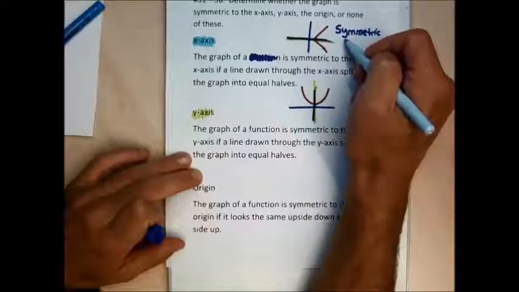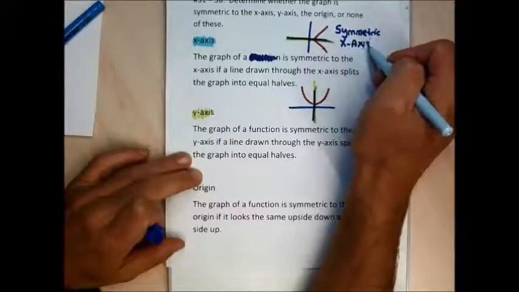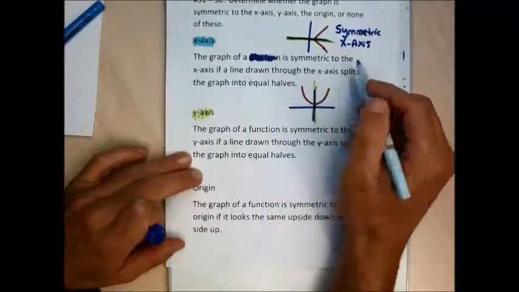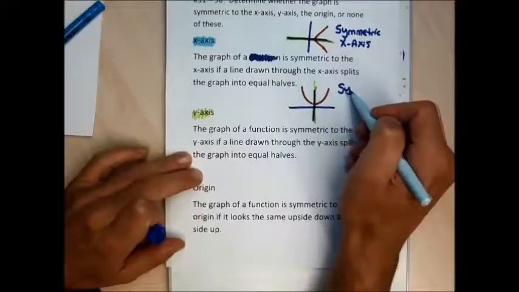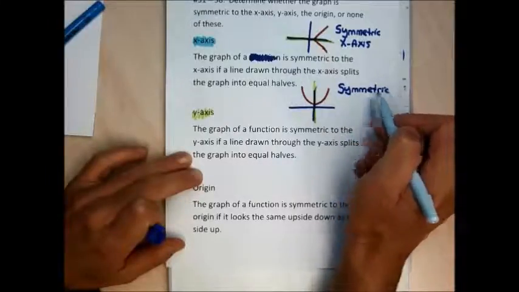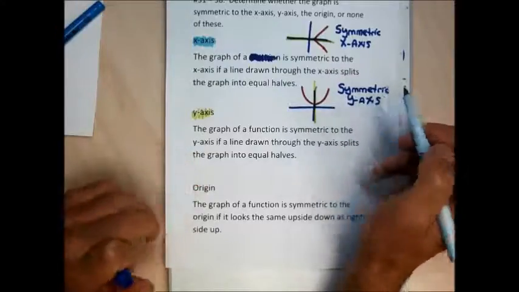So just in case it's not clear, the first graph that I drew is symmetric to the x-axis because there's basically duplicate parts above and below the x-axis. This graph right here is symmetric to the y-axis because there's equal parts on either side of the y-axis. Those are the easy symmetries to see.